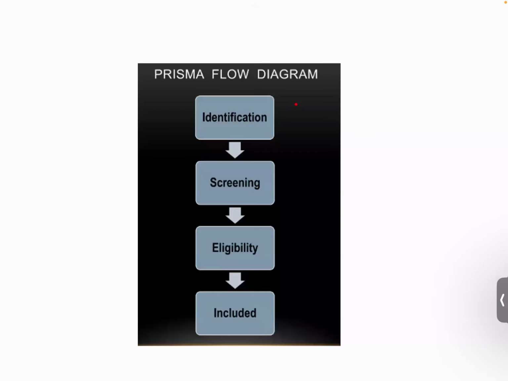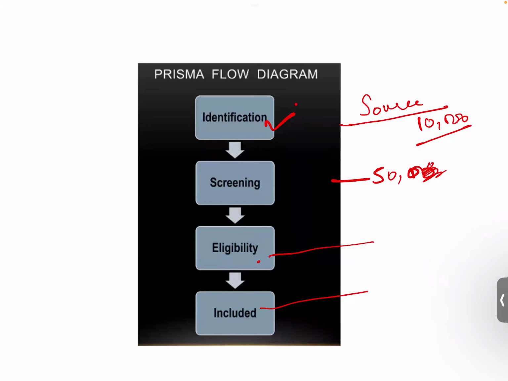This also follows the same diagram: identification, where you identify the sources, maybe you identified 10,000 studies. Then you maybe screened 5,000. Then eligibility: maybe out of this, you found that only 1,500 are eligible. Then what are included? All of this is part of a systematic review, and you have to explain it clearly.